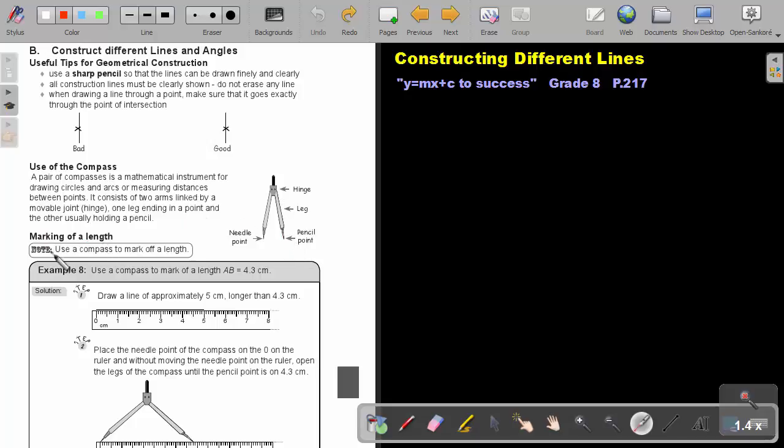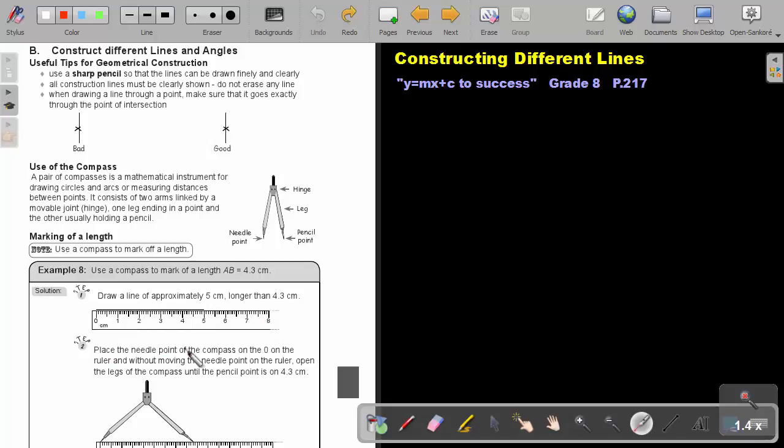Making a length. Note, use a compass to mark off a length. Let's look at example 8. Use a compass to mark off the length AB equals 4.3 centimeters. Draw a line of approximately 5 centimeters, just longer than 4.3. It can be 6 or 7 centimeters also. So take a ruler and just draw the line.